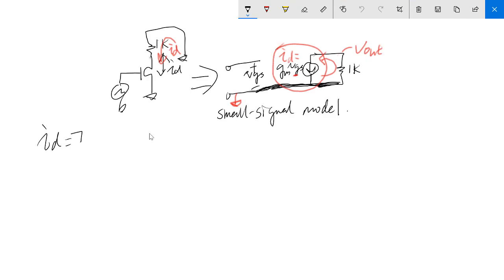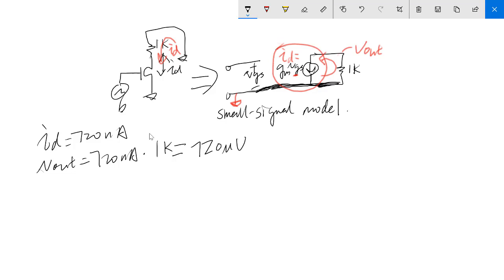So V out AC-wise equals 720 times what? Times 1K equals 720 microvolts.